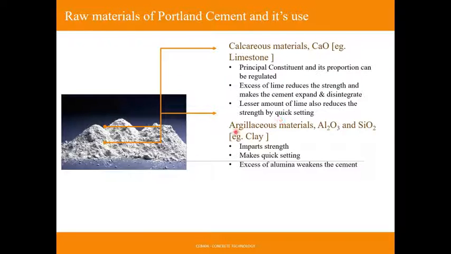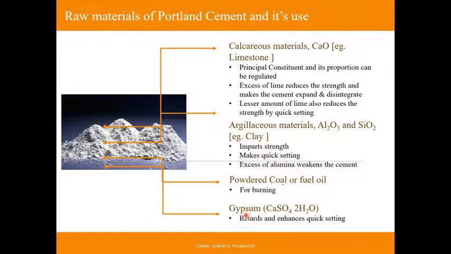The next one is argillaceous materials. It consists of alumina and silica, for example clay. It imparts strength and makes quick setting. The excess of the alumina also weakens the cement. The next one is powdered coal and fuel oils, which are used for burning purposes. Then gypsum, which is used to retard the quick setting.